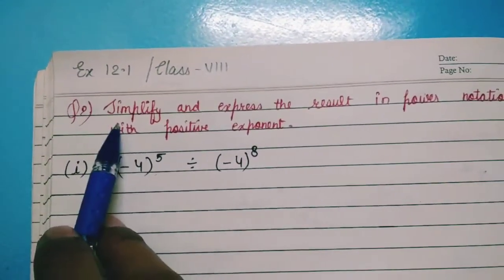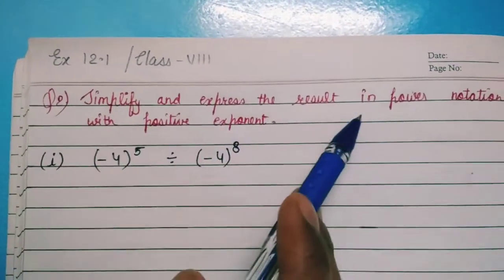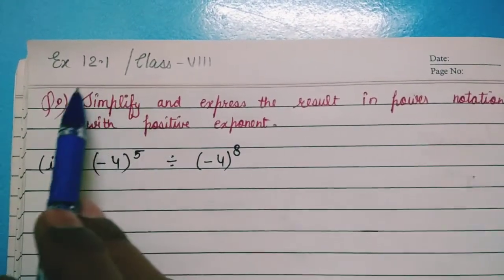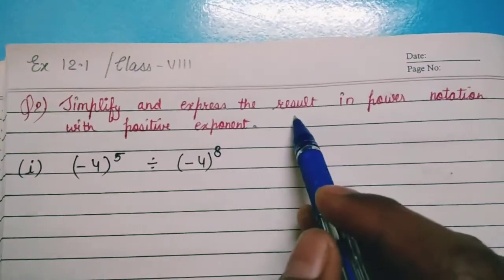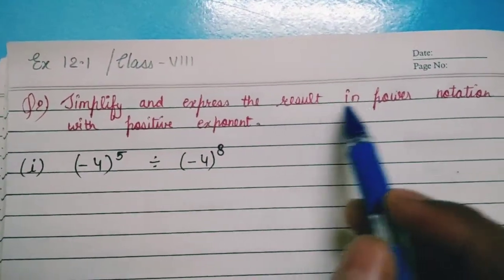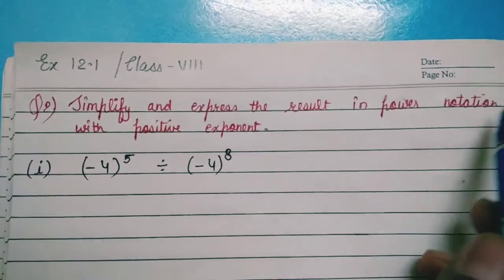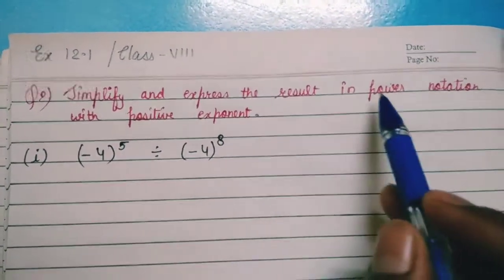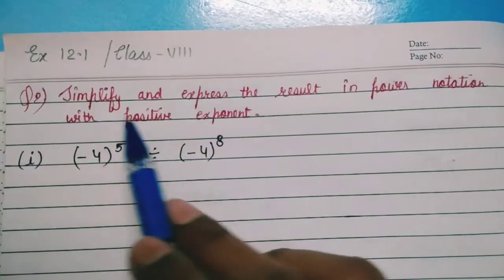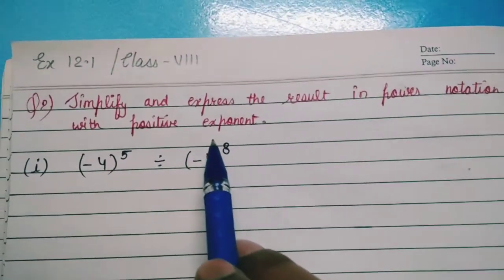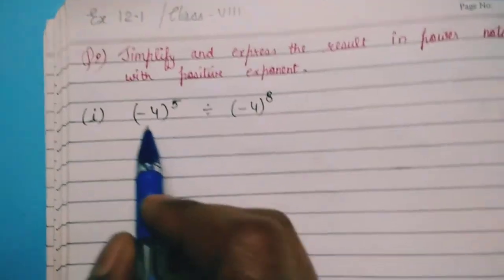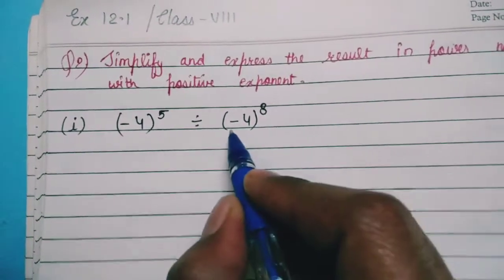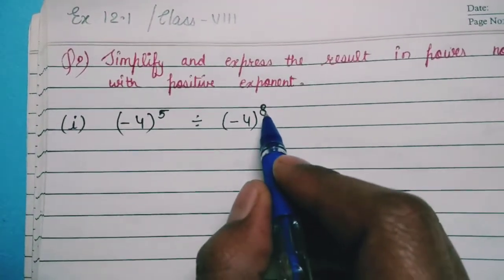Question number 2 is: simplify and express the result in power notation. So firstly we have to simplify whatever is given and express the result in power. The answer will be in power notation with a positive exponent. The first one is minus 4 raised to the power 5 divided by minus 4 raised to the power 8.